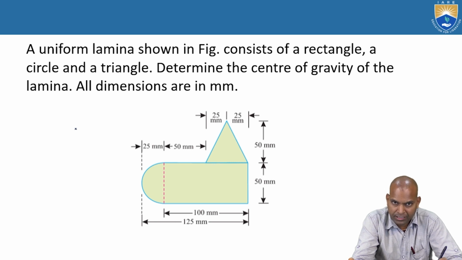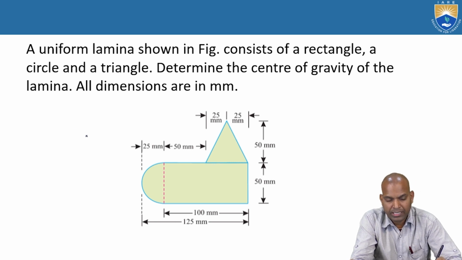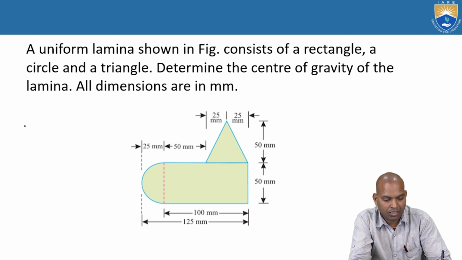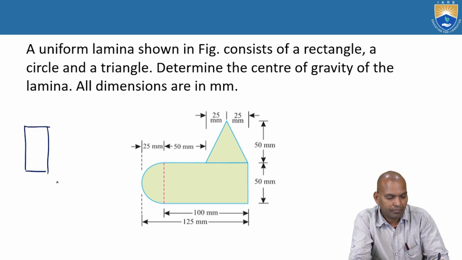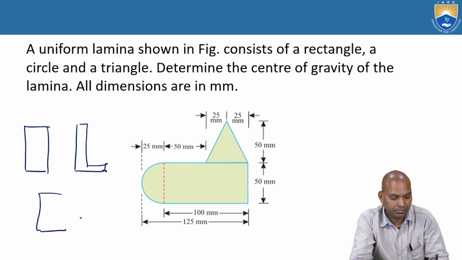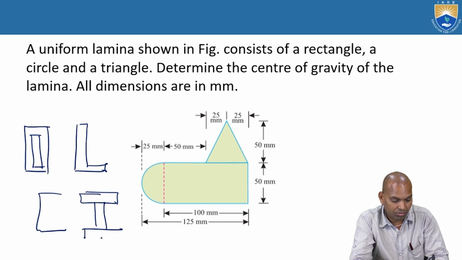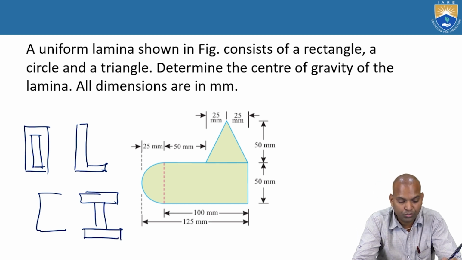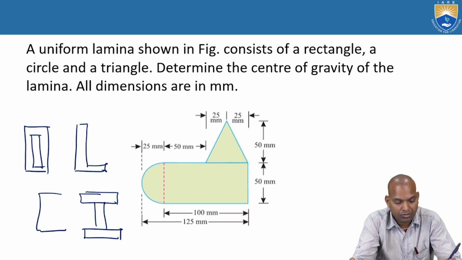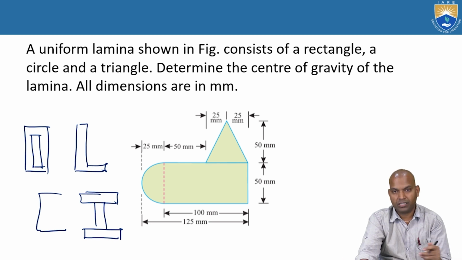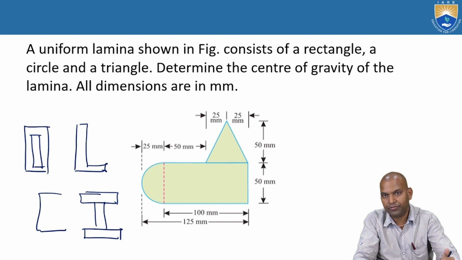Generally, in practical real field applications, the sections of the beams are either rectangular, L sections, C sections, hollow rectangular sections, or I sections. Why we have to use such types of sections, we'll study in the coming sessions. Up to that, we have to leave it.